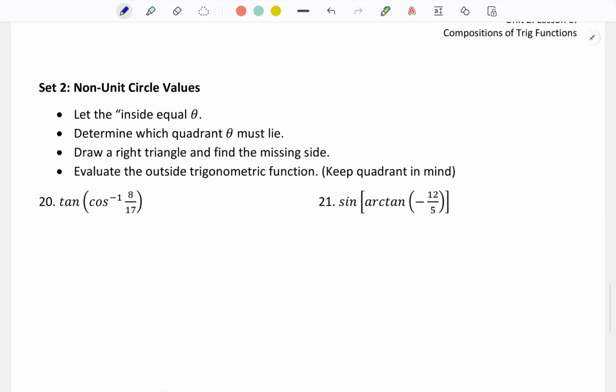So now let's look at what happens when we have non-unit circle values. The first thing we're going to do is let that inside value equal theta. And then we will determine which quadrant theta has to be in order to have the value that it does. And then we're going to draw a right triangle and find the missing side using the Pythagorean theorem. We've done this quite a bit already this year. Then we'll evaluate the outside trig function based on what we find.